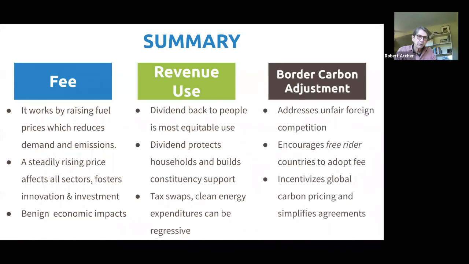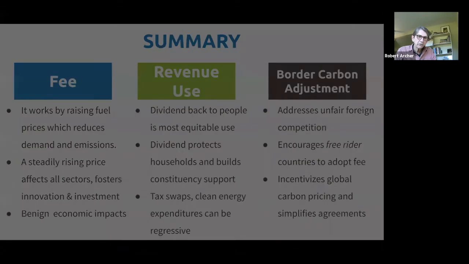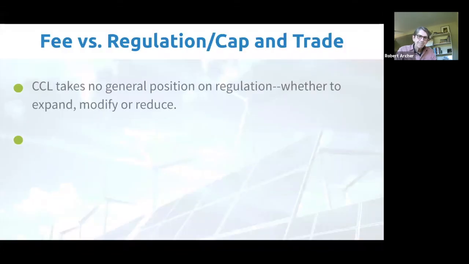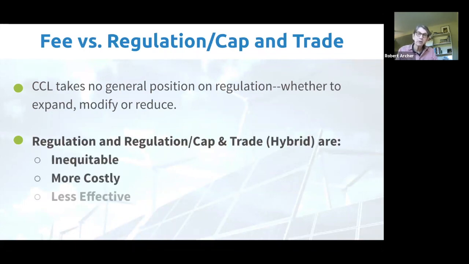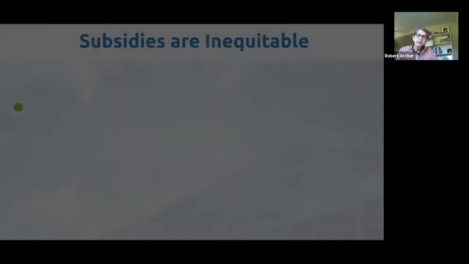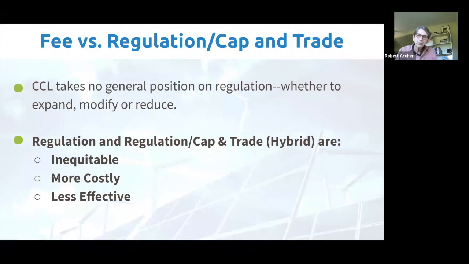Now, I just want to go quickly through some observations on regulation and cap and trade. CCL volunteers will increasingly be asked, why not regulations and subsidies or cap and trade? The experience shows the following. Subsidies have been inequitable based on a major University of California, Berkeley analysis. Regulations cost more and are less effective, as described in the recent IMF analysis, how to mitigate climate change.